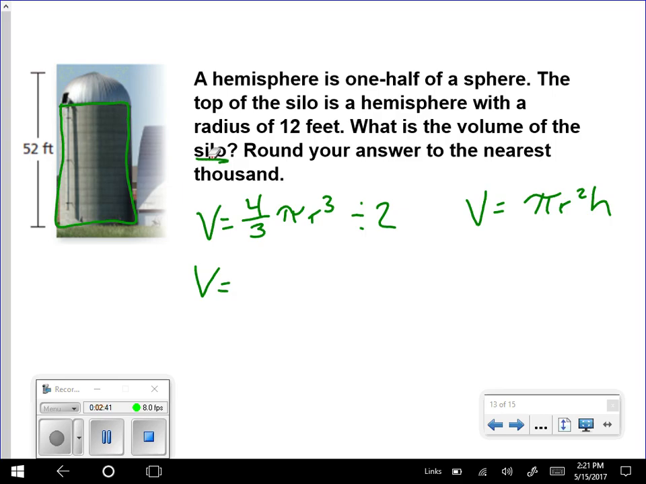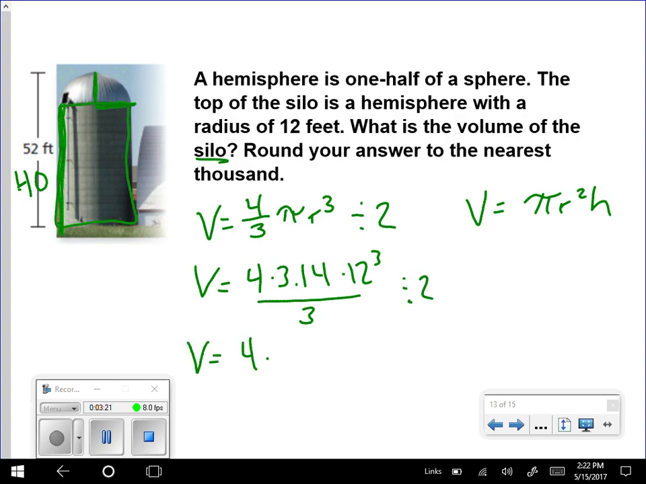Okay, so first, the hemisphere. Well, it tells us the radius is 12, so that means the height right here is going to be 12 because it's halfway across. If it's a full sphere, the radius is going to be from here to here, but also from here to here. So that's 12. So if this is 12, what does that leave this to be? Well, the whole thing's 52, so that would be 40. So we have 4 times 3.14 times the radius, which is 12, over 3, and then we're going to eventually divide all of that by 2.